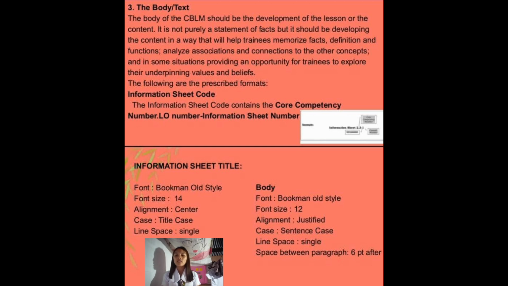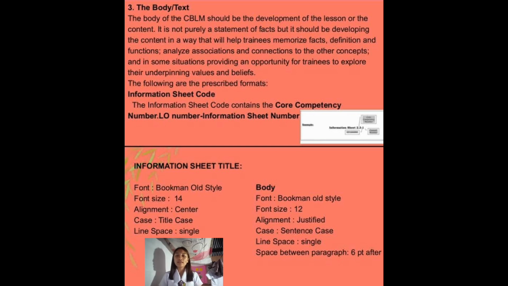The following are the prescribed formats. Information sheet code. The information sheet code contains the core competencies number, LO number, and information sheet number. There is an example of an information sheet there.